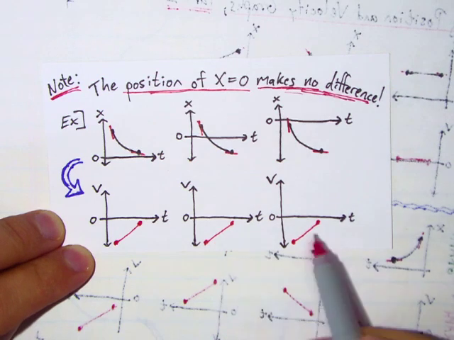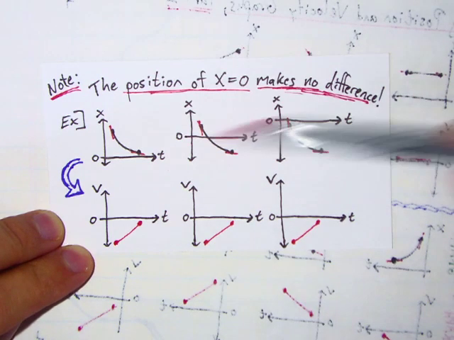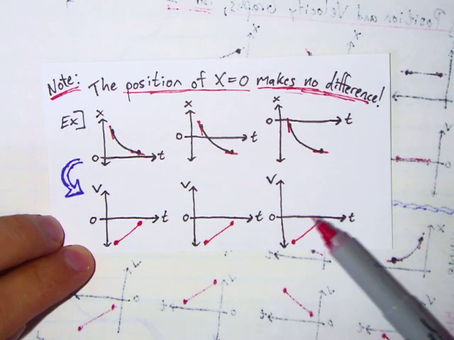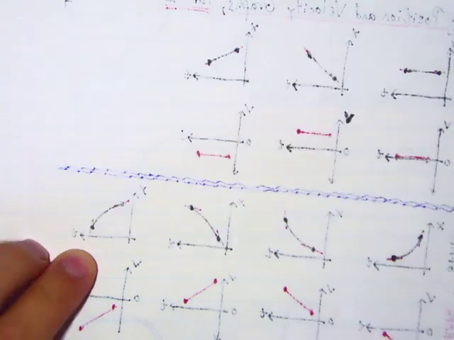The 3 velocity curves are the same. So it doesn't matter where the x equals 0 axis is. Your velocity graph doesn't have any information about where you are. It only tells you how you are moving. Okay.